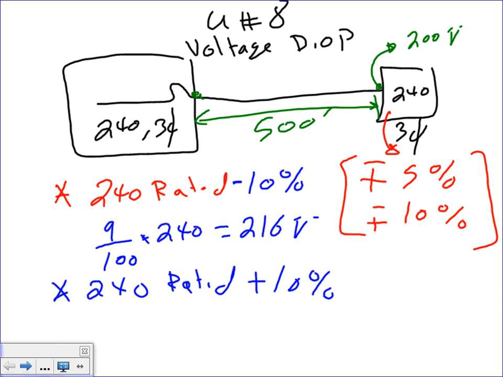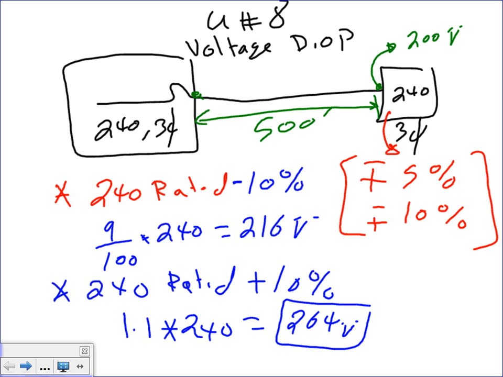You guys are good with percentage. 1.1 times what? Times 240. Who's my calculator? I'm putting grades for engagement, guys, just FYI this weekend. So incentives. How much? 264. 264 volt. That's right. Is this right? 240 times 1.1. Okay. So yeah, 264. So plus or minus.